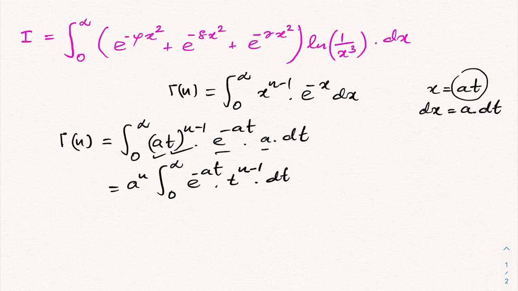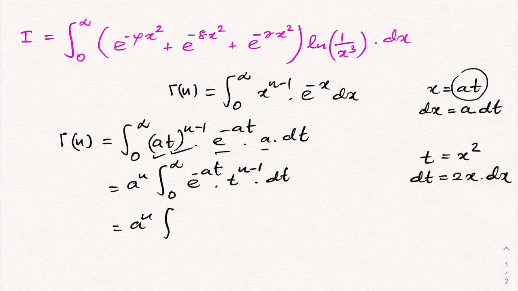Okay, then for this integral I'm going to take another substitution. t is equal to x square. Then if we differentiate, we have dt is equal to 2 times x dx. Then we can plug in here a to the n integral from also 0 to infinity, now e to the minus a, now t we know x square, times t again x square, so x raised to the 2n minus 2 times dt, we know 2 times x dx.